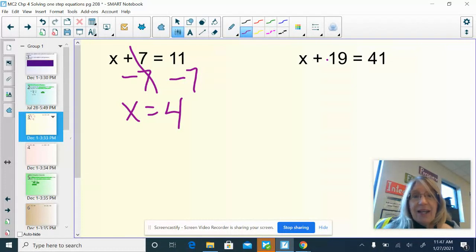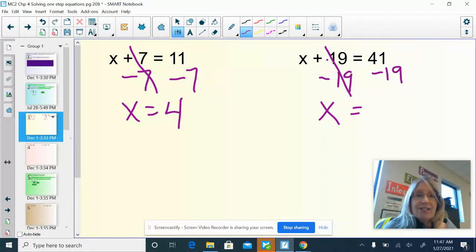Next one, I want to undo what's happening to the x. Right now it has something added to it. I take away 19, cross that out to show that I got x alone. If I subtract 19 from the left, I have to subtract 19 from the right to keep my equation balanced. Kind of like in science when you have those scales and you put the little weight on one side or take off the weight from one side. And you have to do the same thing on the other side to keep the scale balanced.